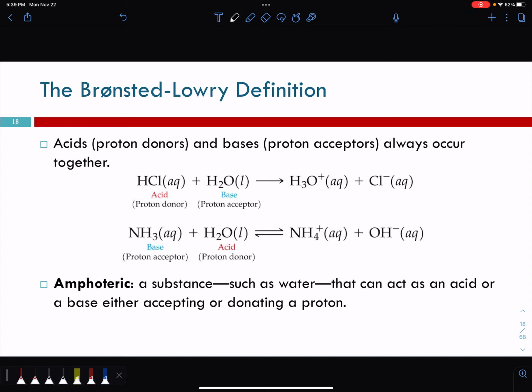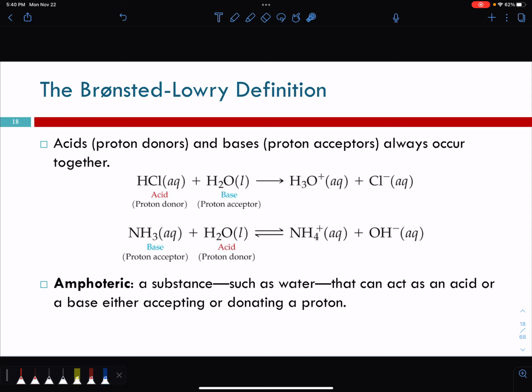So if acids are proton donors and bases are proton acceptors, they have to occur together, because the acid can't donate the proton to nowhere and the base can't accept protons from nowhere. So the proton's always coming from something. It's always going to something else. So for HCl, which was our example before, that's our acid or proton donor. Water is our base or proton acceptor. And for the ammonia reaction, ammonia is the base and water is the acid.